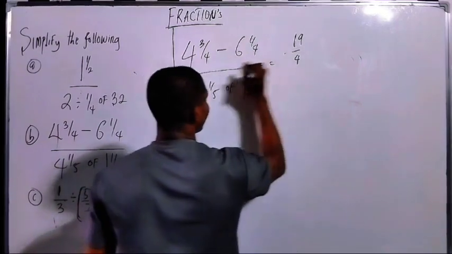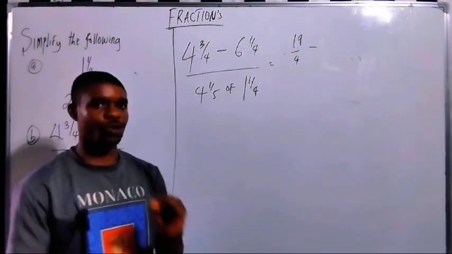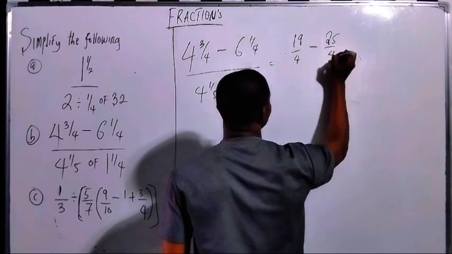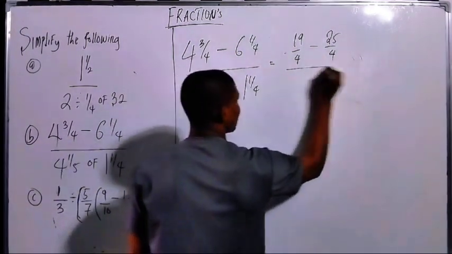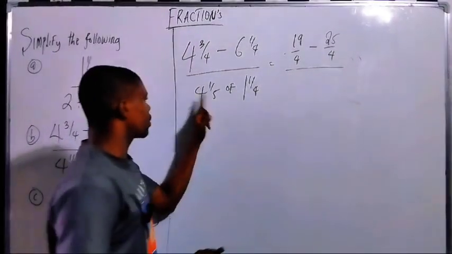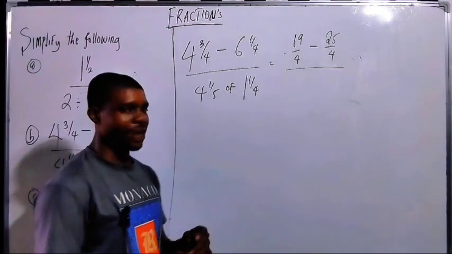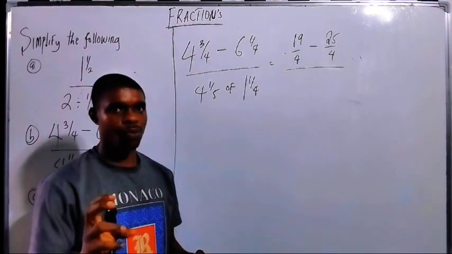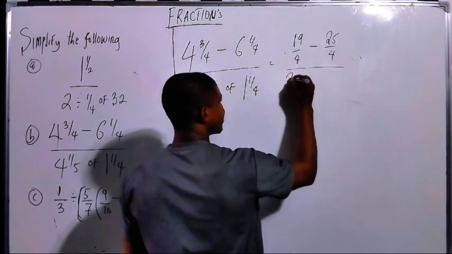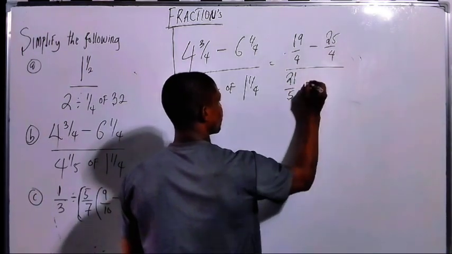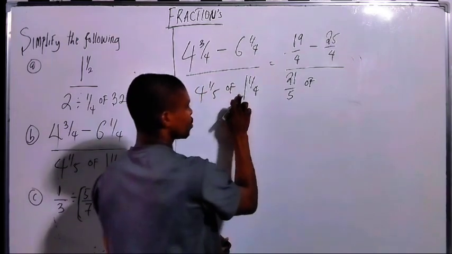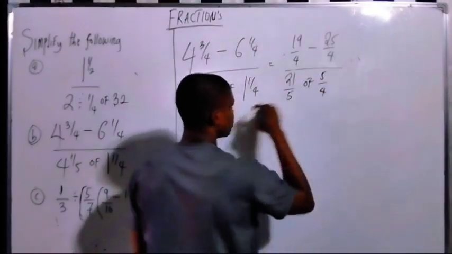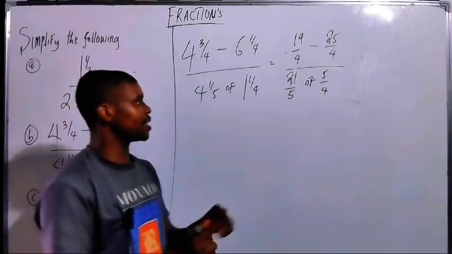4, right? Minus 6 over 25. So it will be 25 over what? 4, right? Divide by 4 times 5 is what? 4 times 5 is 20 plus 1 is what? 21. So it will be 21 over what? 5 of 4 times 1 is what? 4 plus 1, 5. 5 over what? 4. This is that.